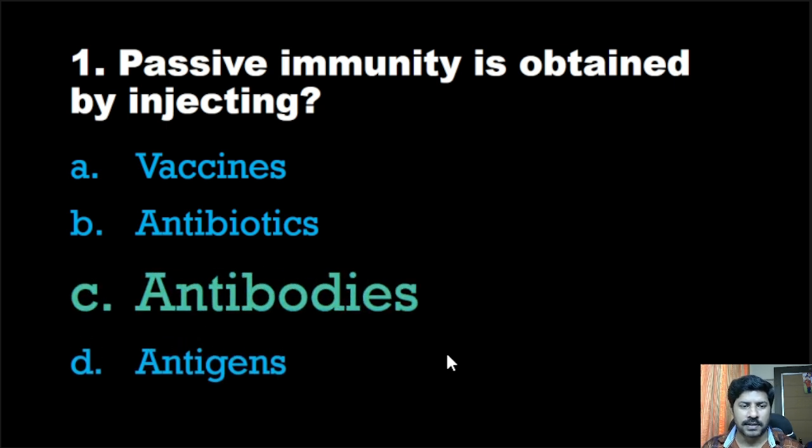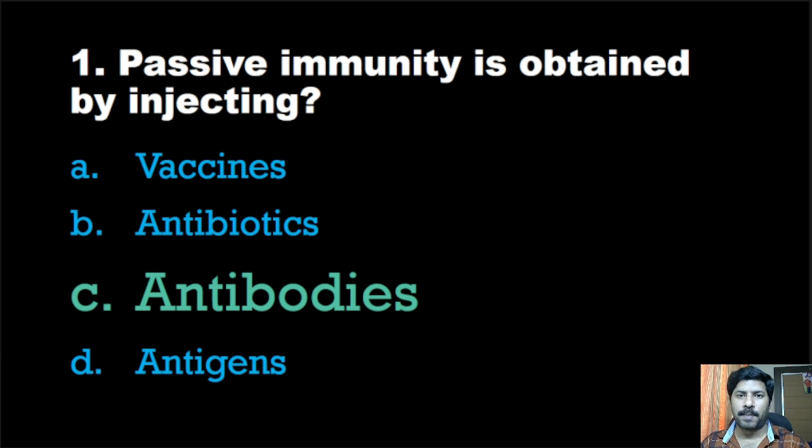Correct answer, antibodies. I will explain what is active and passive immunity. Active immunity means it is attained by exposure to a pathogen. After exposure to a pathogen, or sometimes after exposure to any infection, the person's body will make antibodies. So the patient will get immunity against that particular pathogen. That kind of immunity is known as active immunity.